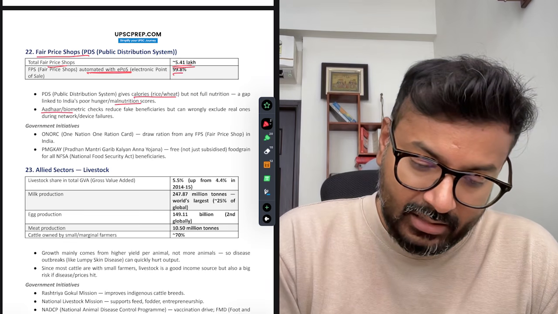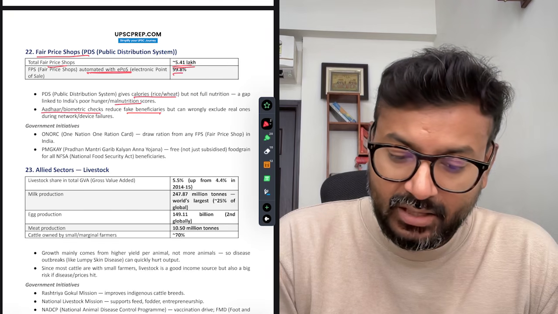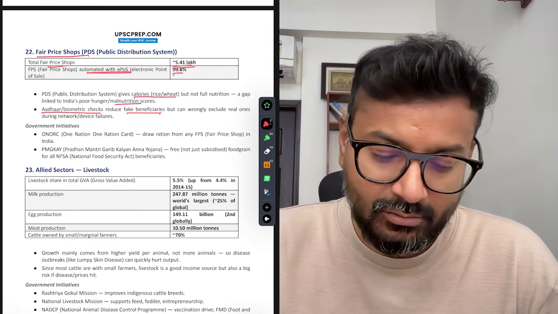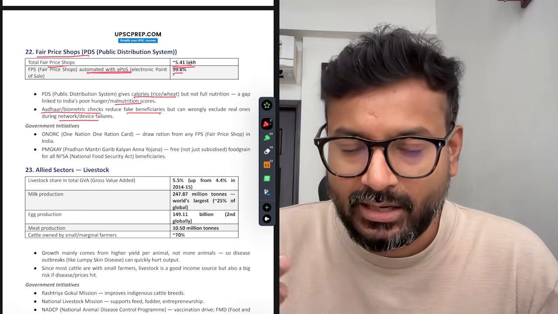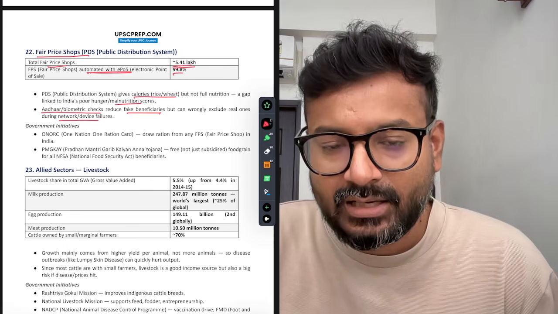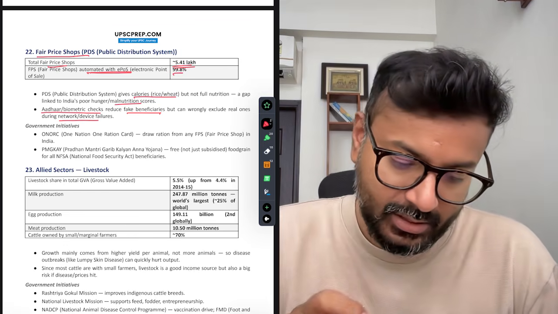Another is that Aadhaar biometric checks reduce fake beneficiaries, but can wrongly exclude the genuine ones, because sometimes there is no internet or there is device failure. So even genuine beneficiaries who really need subsidized grain may be excluded.